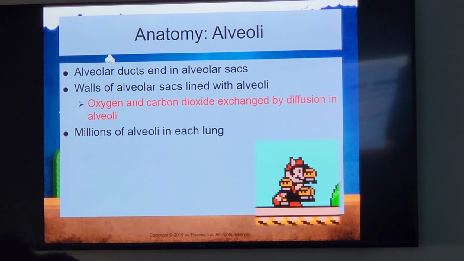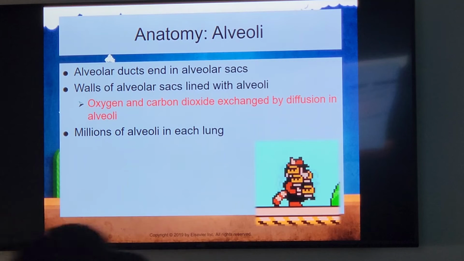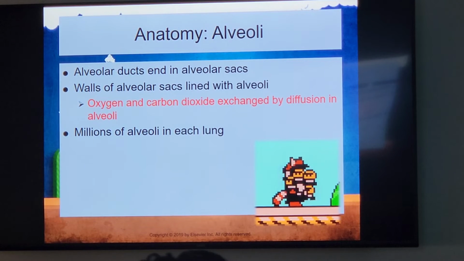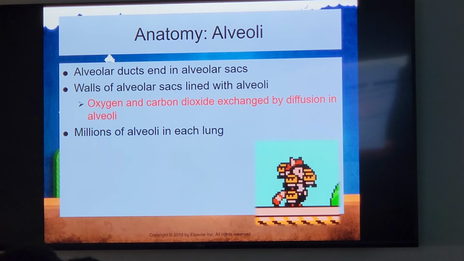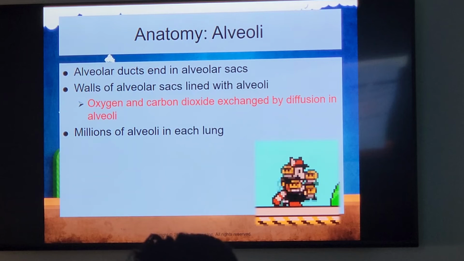Okay, so the alveolar ducts end up in alveolar sacs. And the walls of these sacs are lined with what we just talked about, alveoli. And the purpose is to exchange oxygen and carbon dioxide from the bloodstream. There are millions of alveoli in each lung, and they communicate with the nerves and arteries.